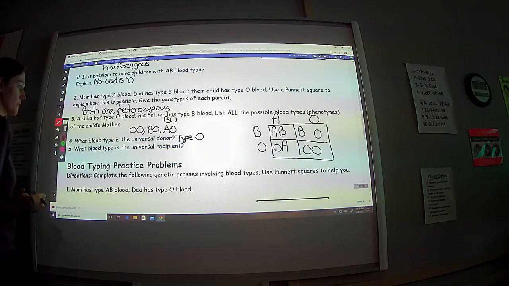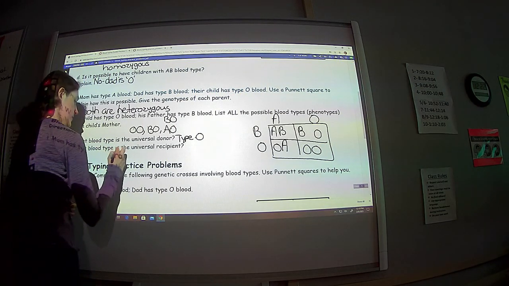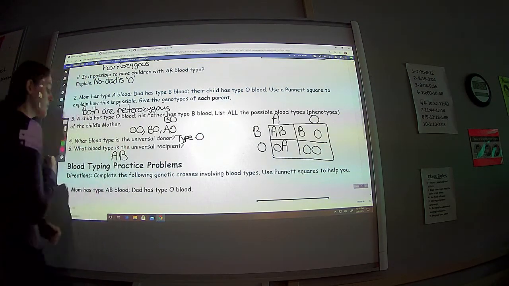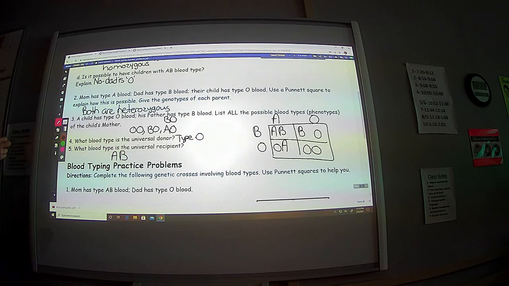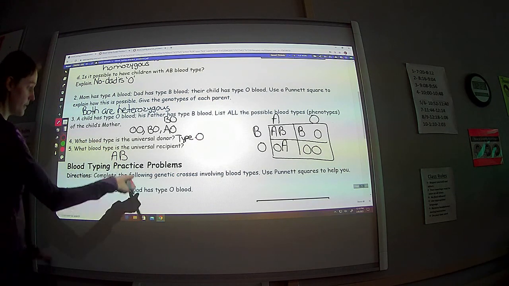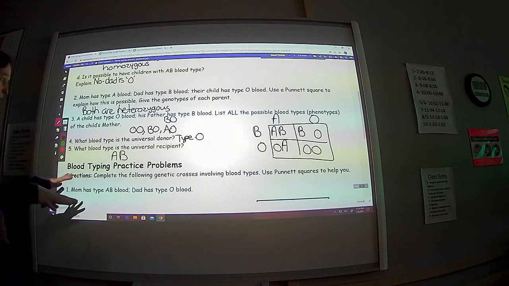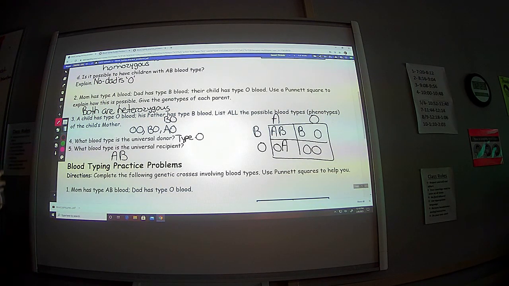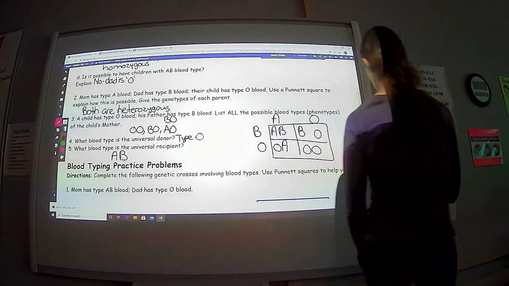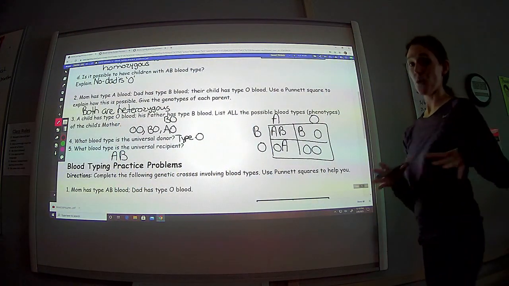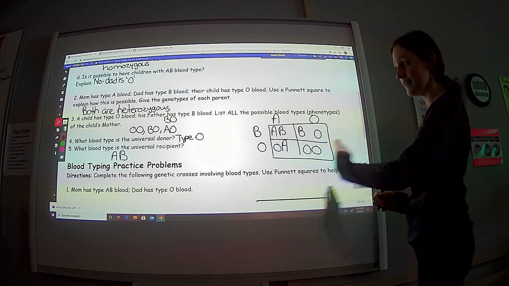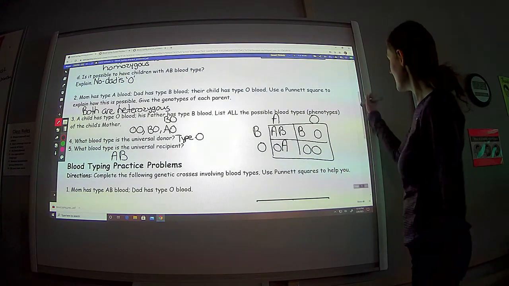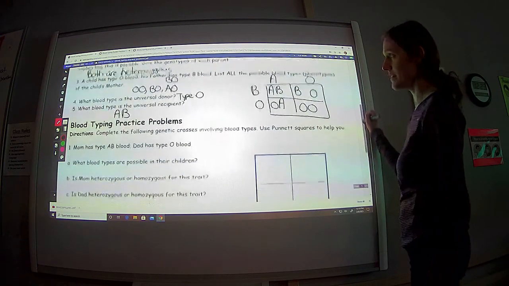What blood is the universal recipient? That person is going to be AB. They can receive blood from O, they can receive blood from A, they can receive blood from B, they can receive blood from AB. They can get from anybody because they have all of the antibodies. So their body isn't going to recognize it as being foreign. On type O, on the other hand, they can only receive from O people. So while they can give to everybody, they can only receive from other O individuals, which kind of sucks for them.